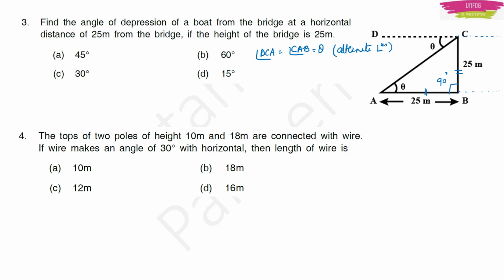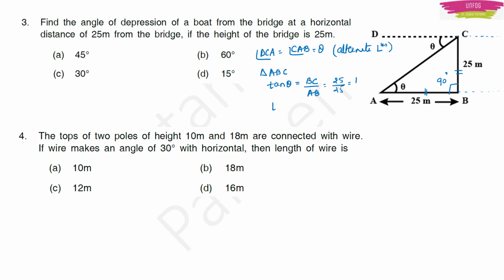Now what do you do? You take triangle ABC. In triangle ABC, you take tan theta, because the opposite side and adjacent side are given, right? Then in that situation, I will have to take tan theta only. This will be equal to BC by AB. And this is 25 upon 25 again. So you will get 1.